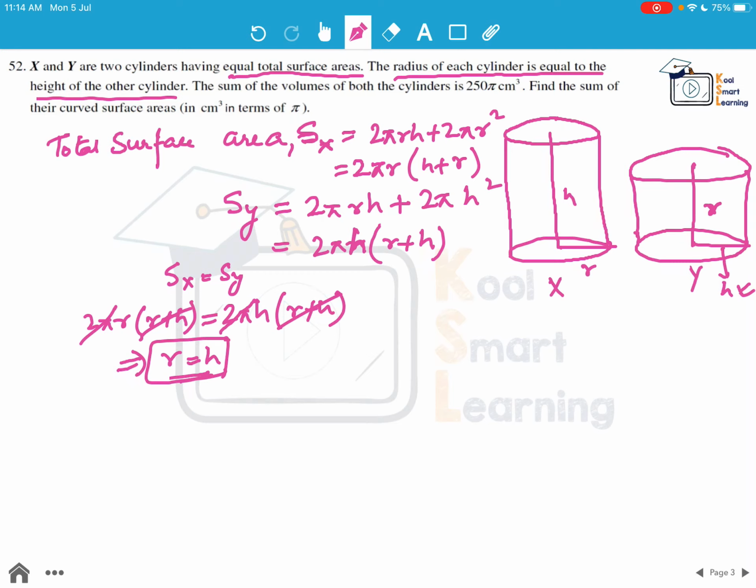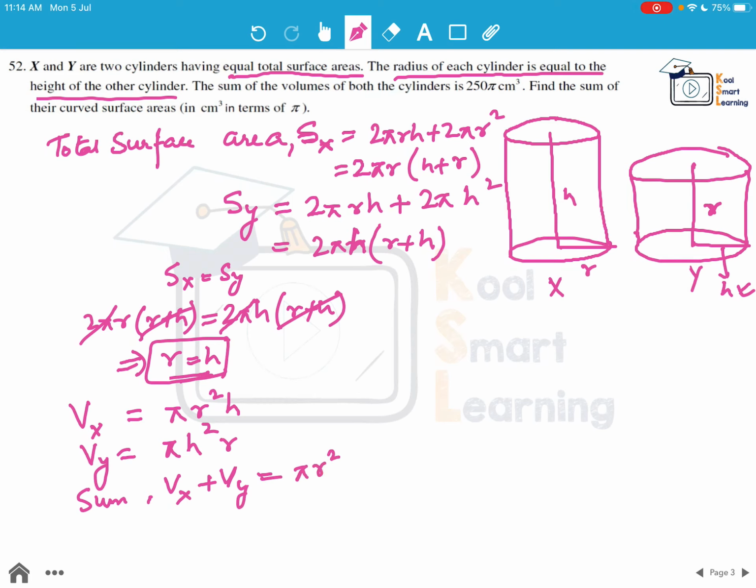Now the sum of the volumes of the cylinders is given to us. So first, what is the volume of Vx? This is pi r square h, and Vy is equal to pi h square r. So now the sum of volumes, which is Vx plus Vy, is equal to pi r square h plus pi h square r. We can write this as pi r h into r plus h, and this is given to be 250 pi. Now in fact we can just replace h with r because these two are equal.